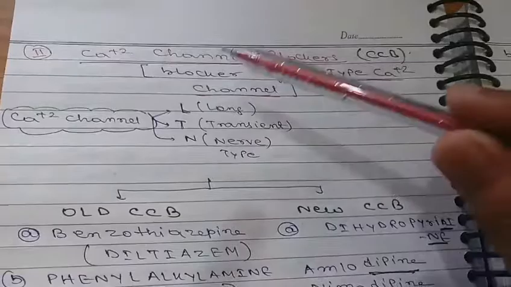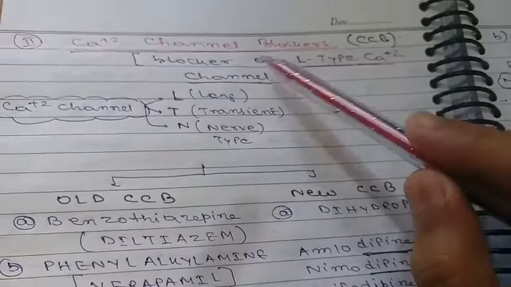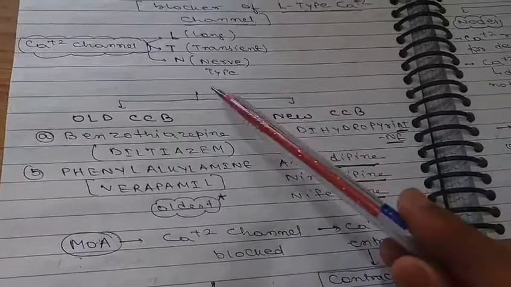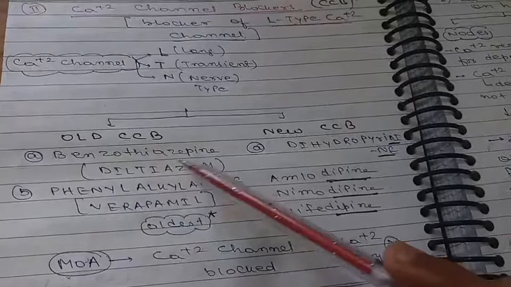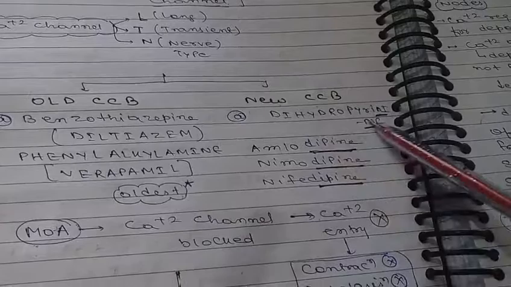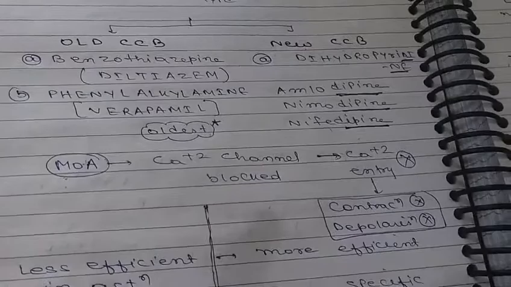The next vasodilators are calcium channel blockers. Mainly the calcium channel blockers block the L type of calcium channel. There are three types of calcium channel, that is L, T and N. N type of calcium channel is present on nerve. Now there are two types of drug: old calcium channel blockers and new calcium channel blockers. The old contain benzothiazepine, that is also known as diltiazem, and phenylalkylamine, that is also known as verapamil. This verapamil is the oldest calcium channel blocker. The new includes your dihydropyridines: amlodipine, nimodipine, nifedipine, the ones ending in dipine. Mechanism of action is that they block calcium channel.